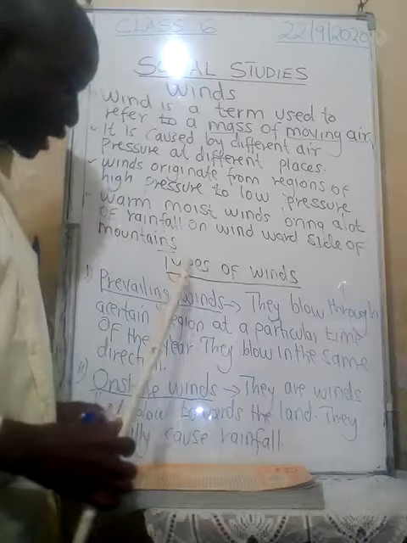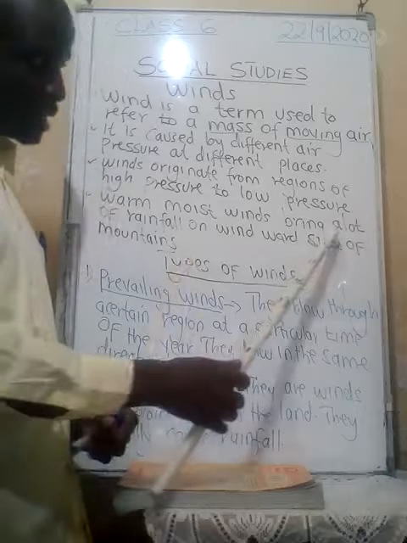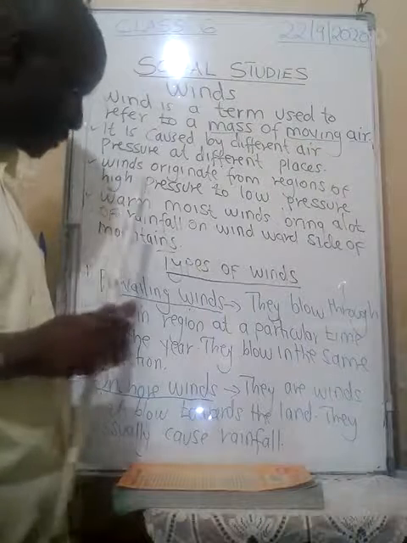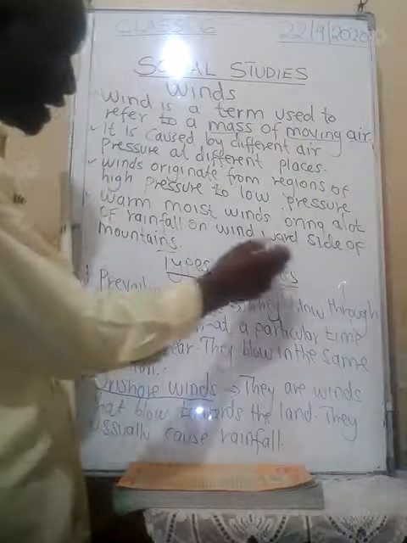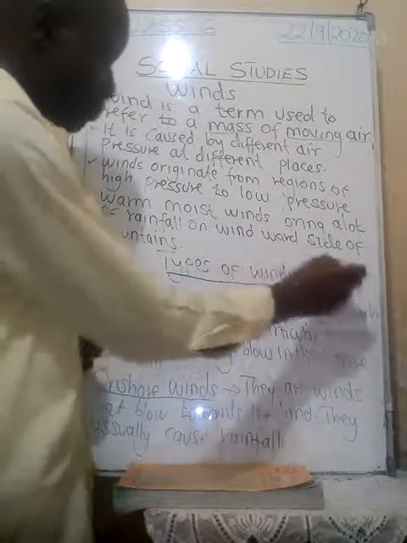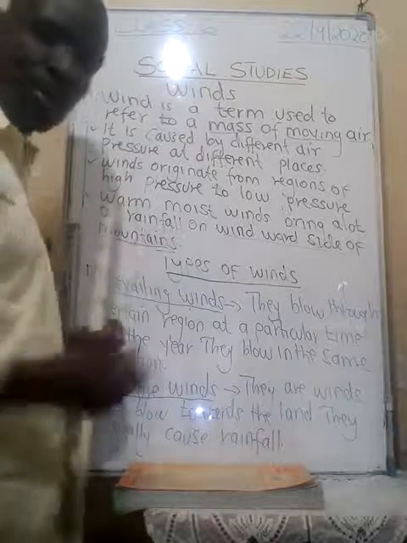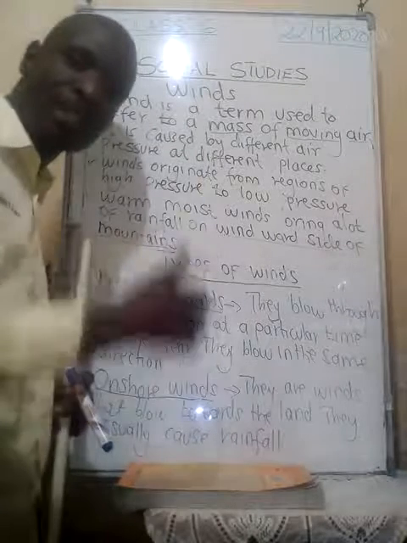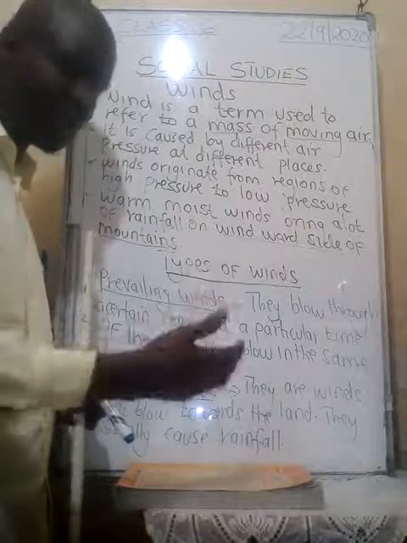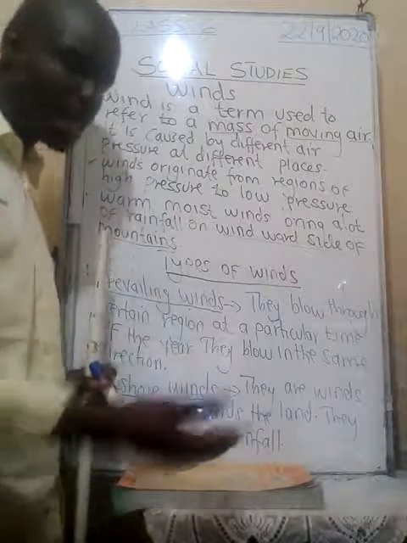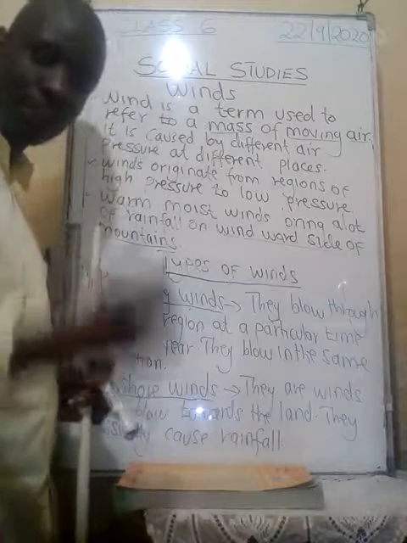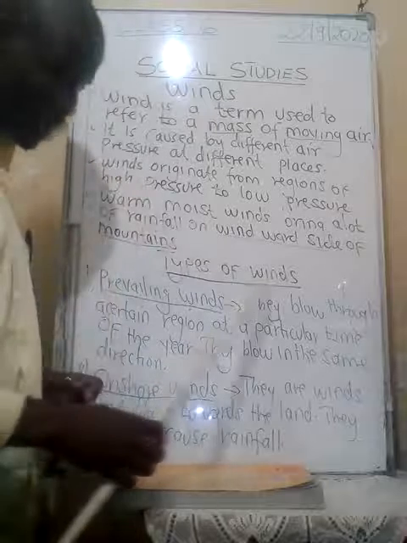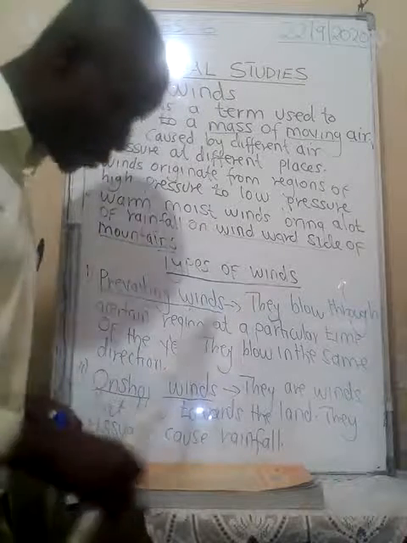Then we also have what is clearly known as the windward side and the mountain. This is the place, the side, that receives a lot of rainfall. This is what we are calling the windward side. And the other part that receives less or little rainfall is called the leeward side.